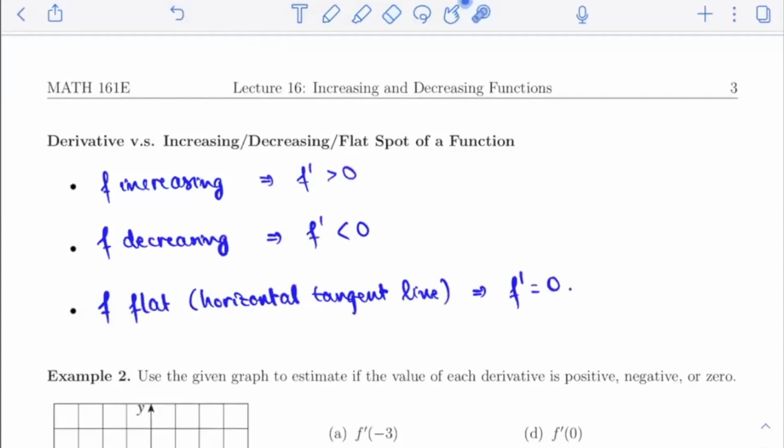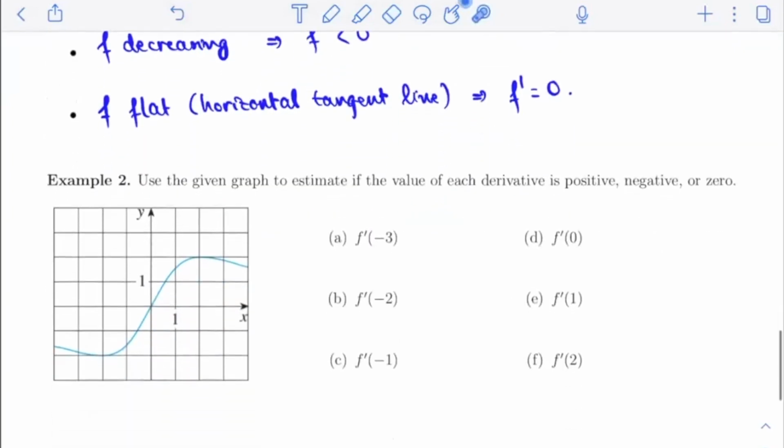So this is called the increasing and decreasing test, and it is very important to identify later the intervals on which the function is increasing, on which the function is decreasing, as well as identify the maximum and minimum values algebraically. Right. But first, we look at some graphs and identify the value of the derivative based on the behavior of the function without calculating the exact value of f prime. So let's take a look at example 2 here.